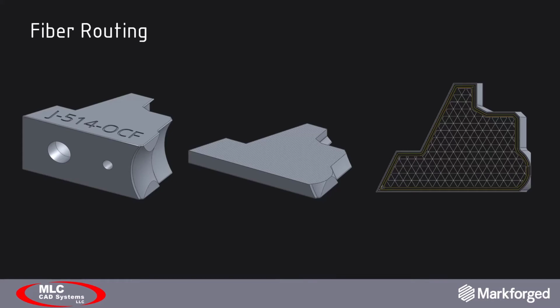The fiber is extruded out of a second nozzle and pathed into the part as a single continuous strand, and then it's cut when finished. What this means is you're able to produce a lighter component with a stronger output.